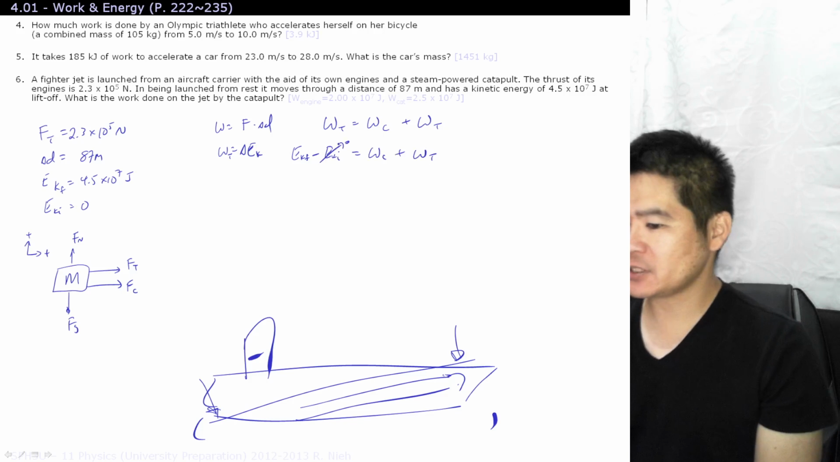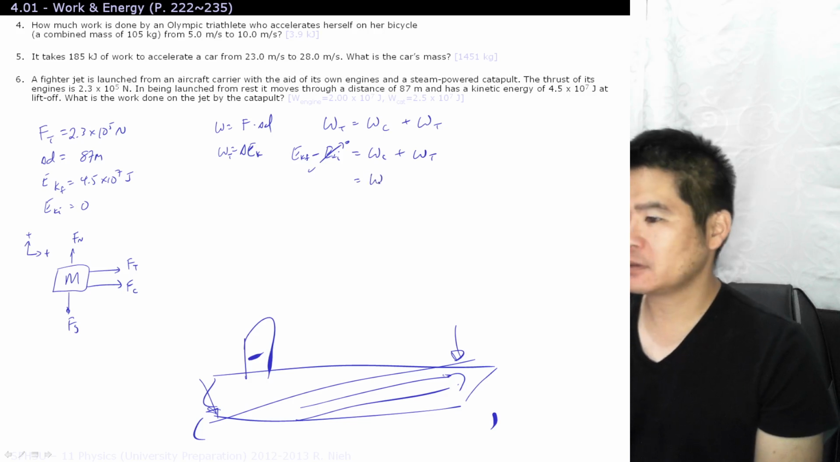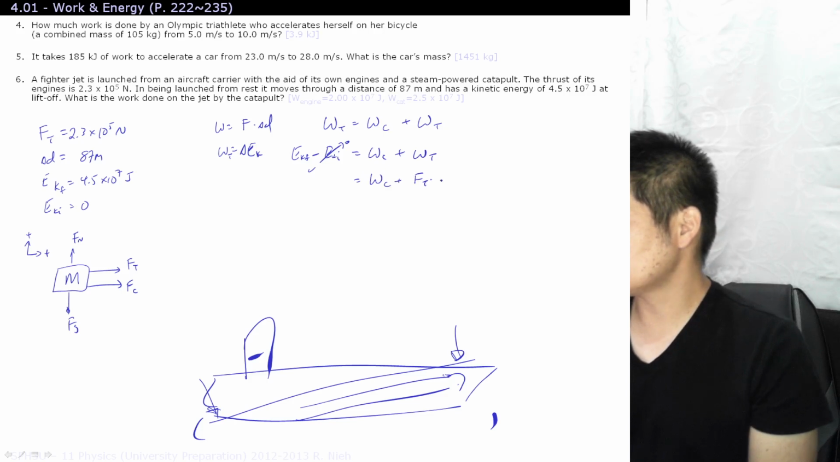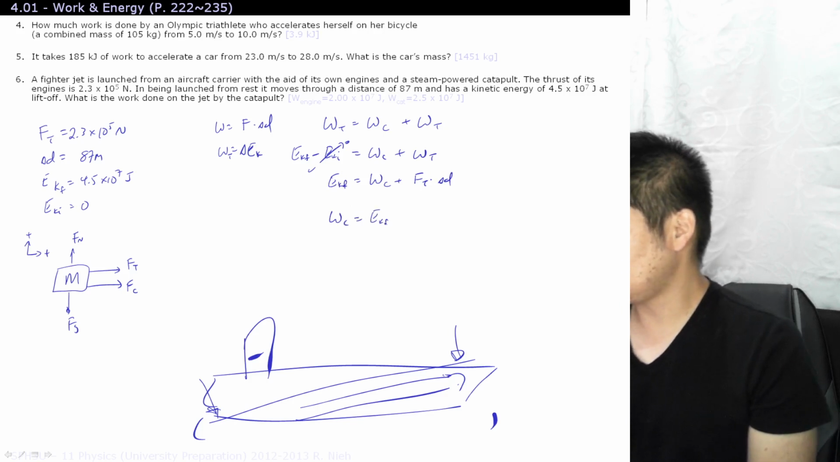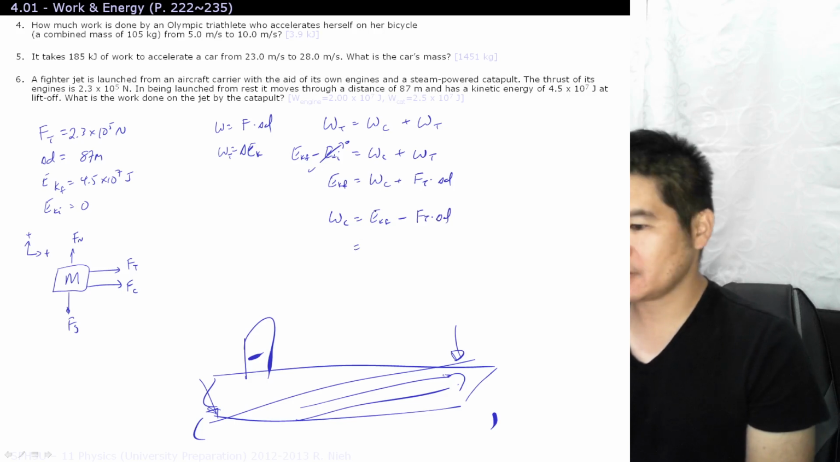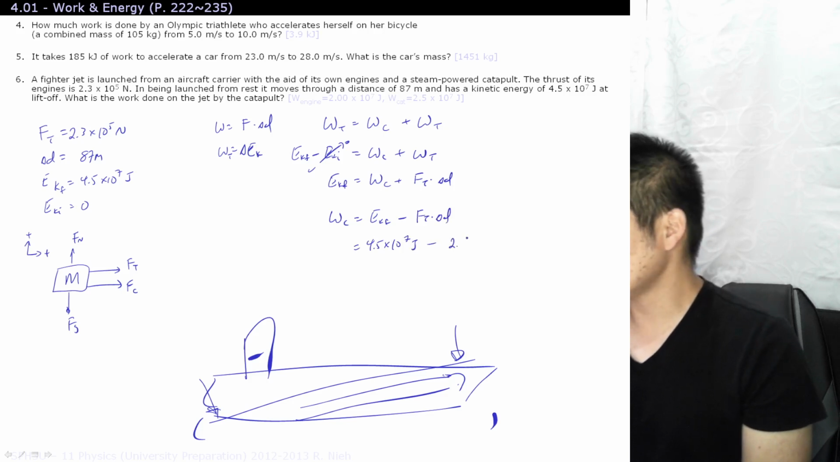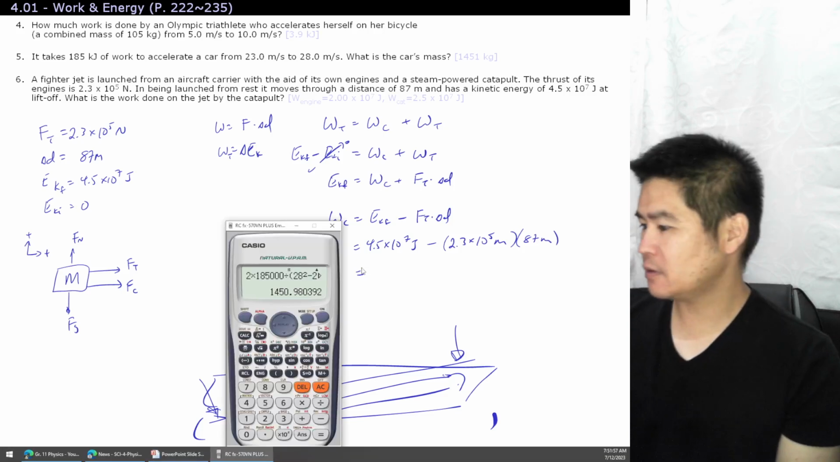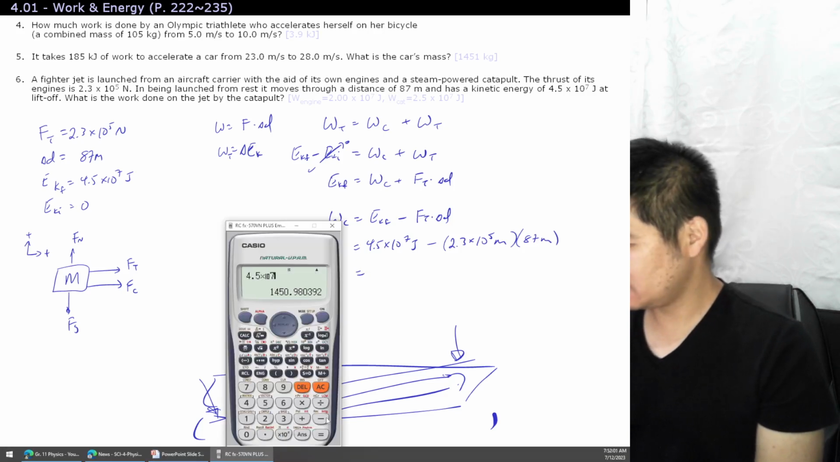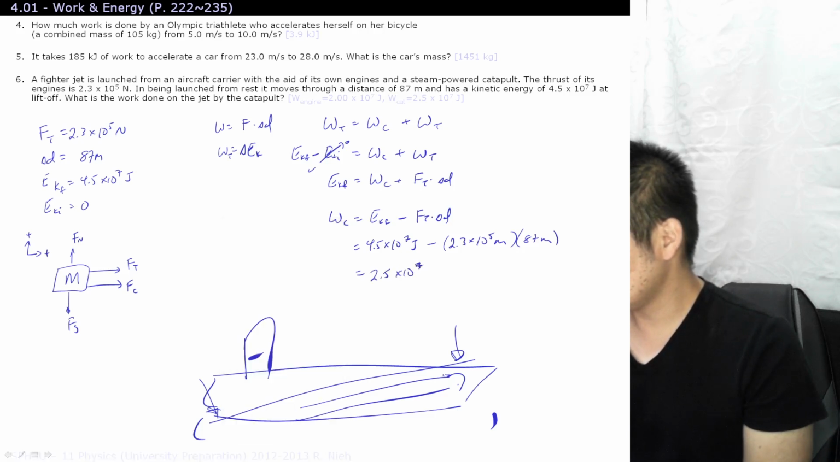Again, we said that EKI is equal to 0, so we have our EKF. We just need to solve for the work due to the catapult plus force of the thrusters times distance. So the work of the catapult is equal to EKF minus FT times delta D. So 4.5 times 10 to the 7 joules, subtract 2.3 times 10 to the 5 newtons, multiplied by 87 meters. That gives 2.5 times 10 to the 7 joules.